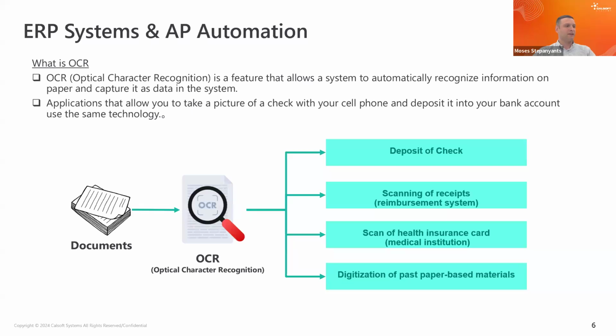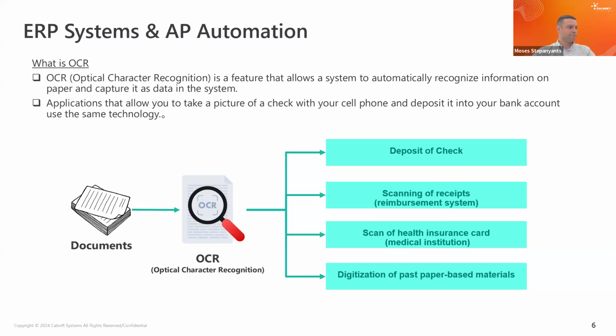So if you think of an application that allows you to take a picture of a check with your cell phone and deposit it into your bank account, this uses the same exact technology. What it's doing is physically retrieving the text characters that are found on a paper or a document, such as a PDF.